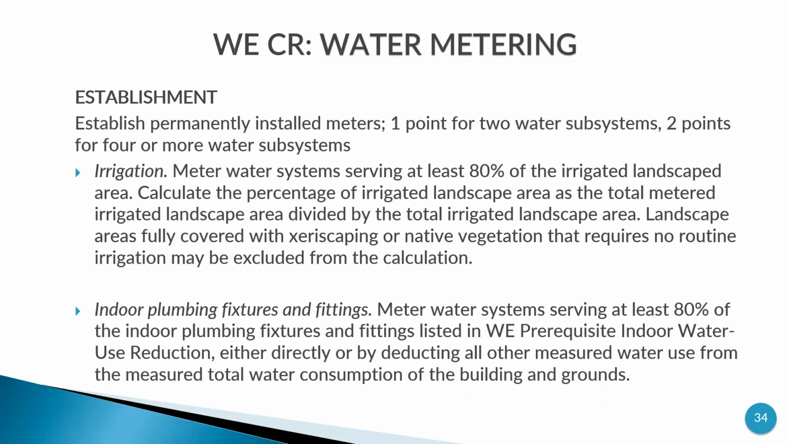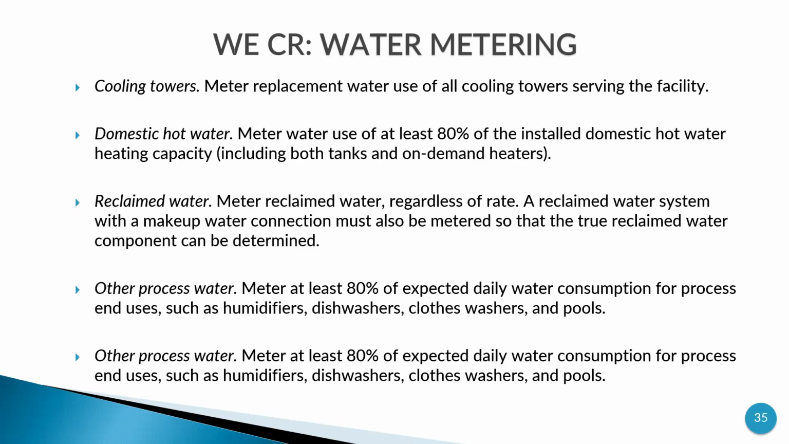Then coming to indoor plumbing fixtures and fittings. Meter water system serving at least 80% of the indoor plumbing fixtures and fittings listed in the prerequisite indoor water use reduction, either directly or by deducting all other measured water use from the measured total water consumption of the building and grounds. This is again 80% of the indoor plumbing fittings and fixtures. Now cooling towers: meter replacement water use of all cooling towers serving the facility. This is the third system.